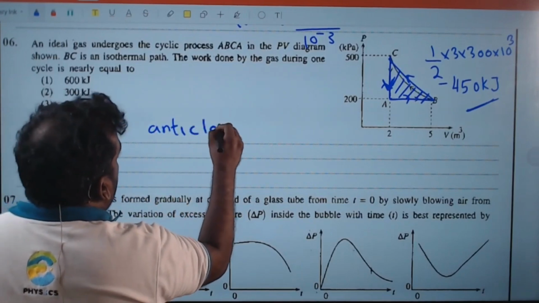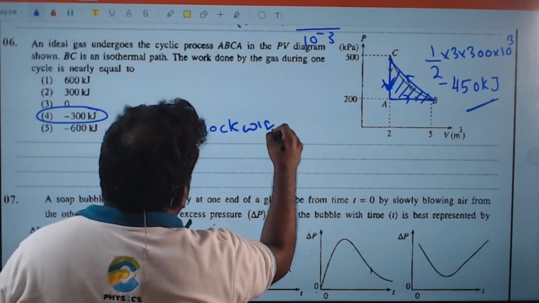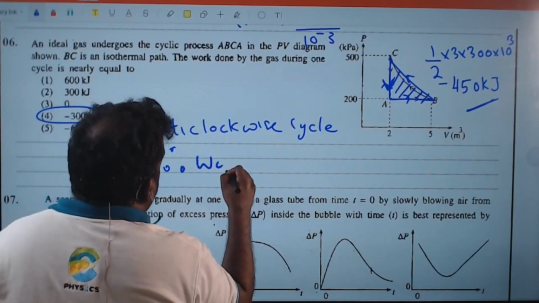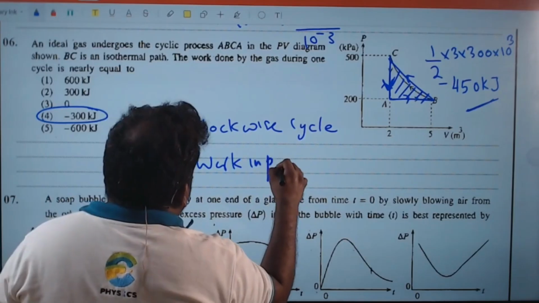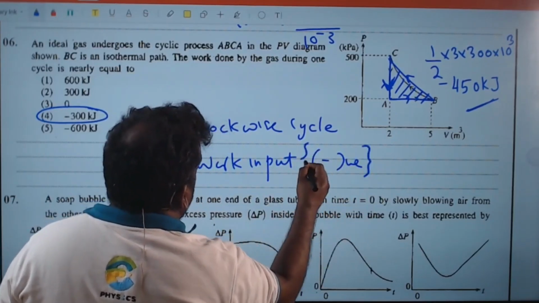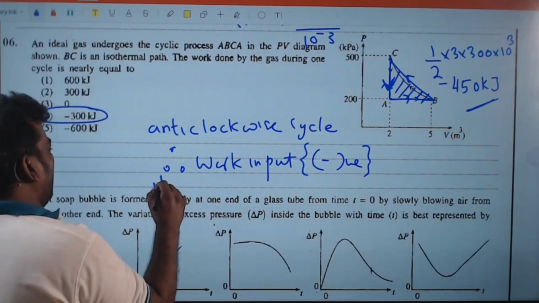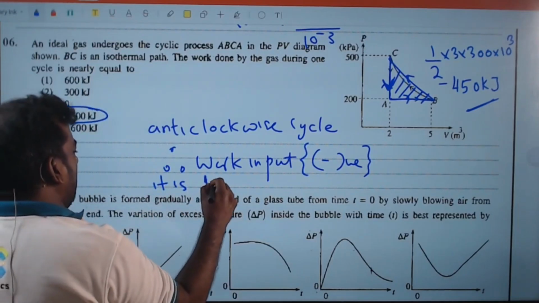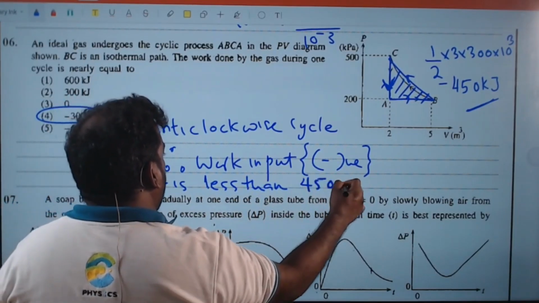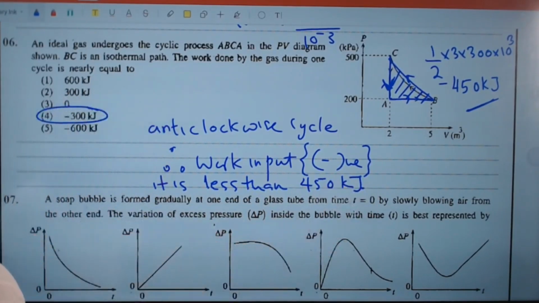Anti-clockwise cycle, therefore work input. Work input is negative. It is less than 450 kilojoules. Right.